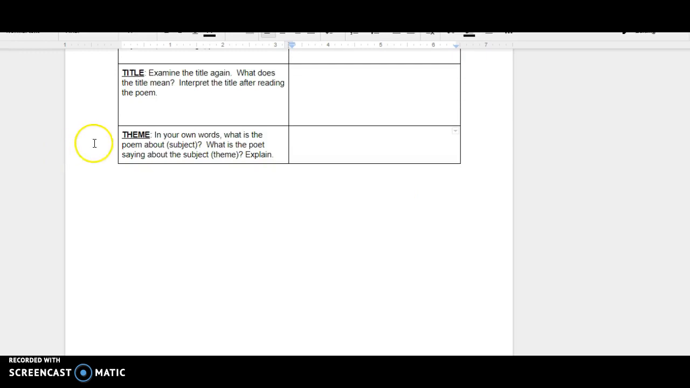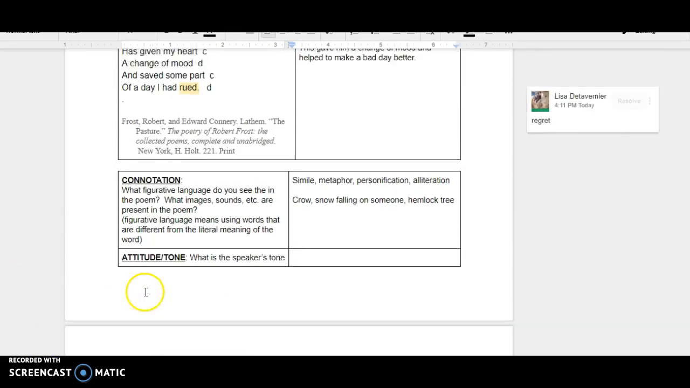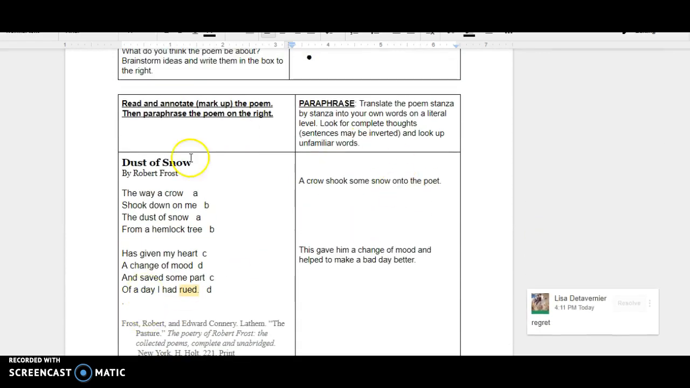And finally, in this theme section, it says, in your own words, what is the poem about? What is the poet saying about the subject? So the poem, again, is about snow falling on a man, making his day better. And he's saying basically that sometimes things happen in nature that may give us pause and may make us feel better in general. And that is how you take a poem and annotate it.